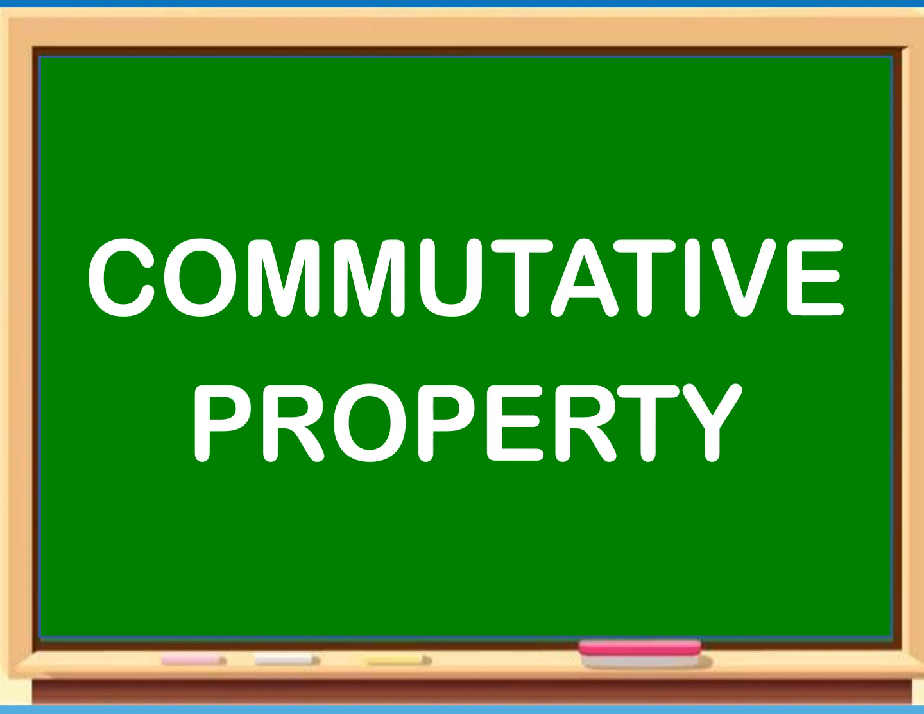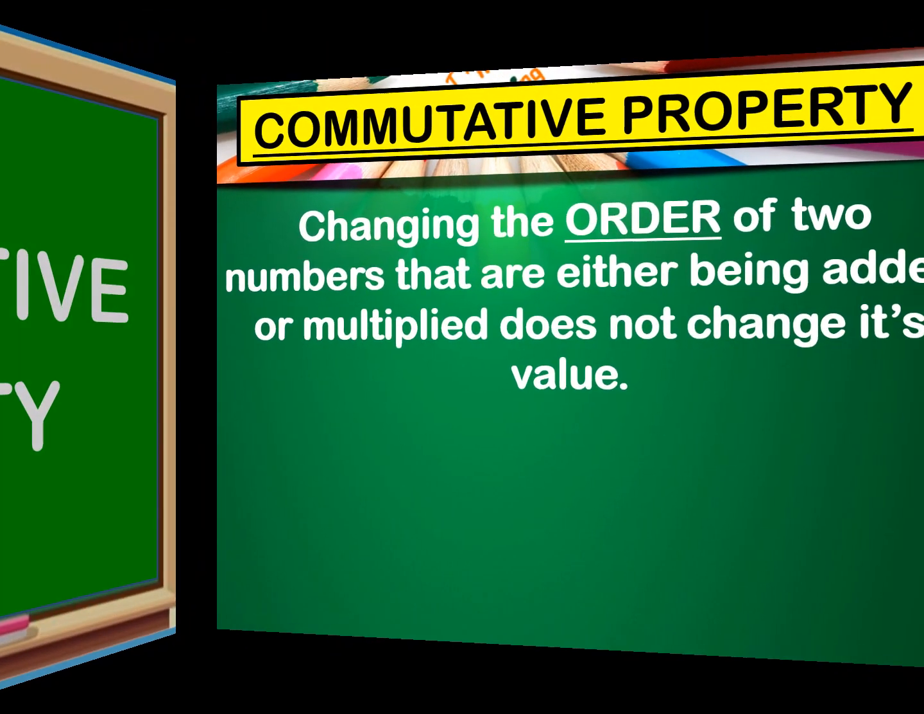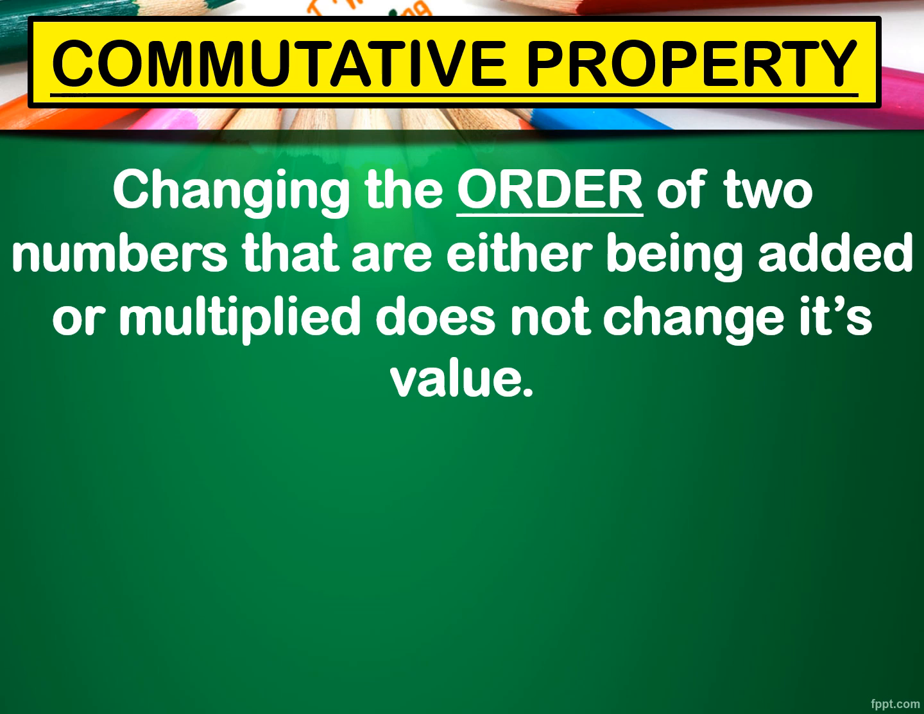So let's discuss now those words that we have formed. The first one that we have formed is the commutative. So we are focusing on the commutative property. What does the commutative property say? Changing the order of two numbers that are either being added or multiplied does not change its value. Kahit daw magpabago-bago ng order dito, hindi mababago yung value. Kahit mag-add o mag-multiply, kahit magbago yung order ng numbers.